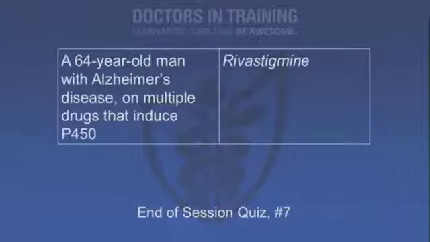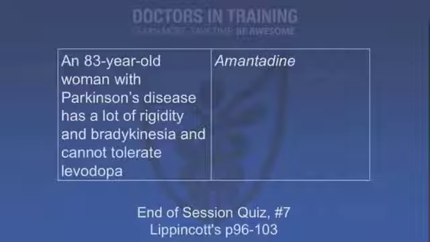A 64-year-old man with Alzheimer's disease on multiple drugs that induce cytochrome P450. Rivastigmine would be a good one because it's the only acetylcholinesterase inhibitor that is not metabolized by cytochrome P450. Next, an 83-year-old woman with Parkinson's disease has a lot of rigidity and bradykinesia and cannot tolerate levodopa, so that's not a very good situation actually. Amantadine won't help the tremor, but it can help with rigidity and the bradykinesia, so that could be a good option for her.